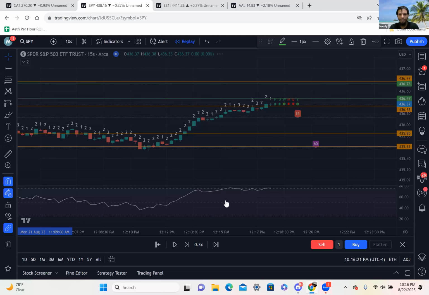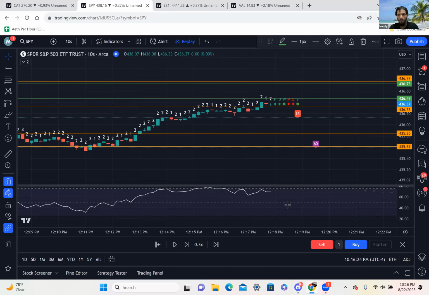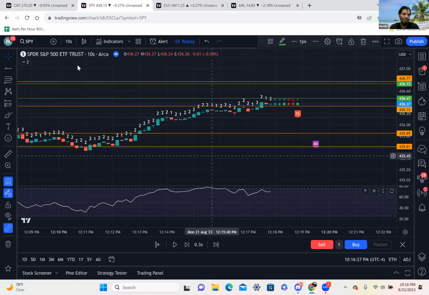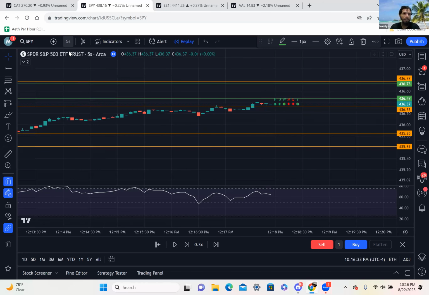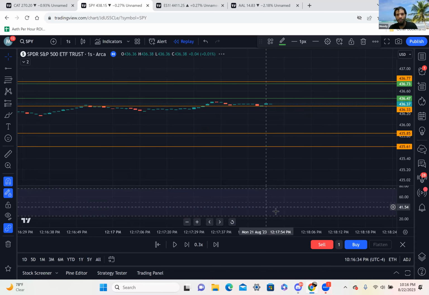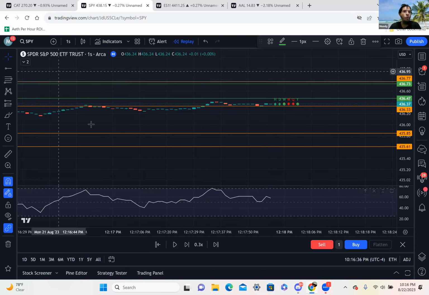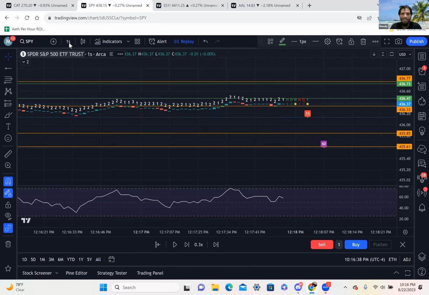There we go. That's the pullback. Bearish divergence. We're right here on the 1 second. Okay, 1 second, getting ready to bounce. Let's go. You saw how easy that was? That's all I'm doing, right?